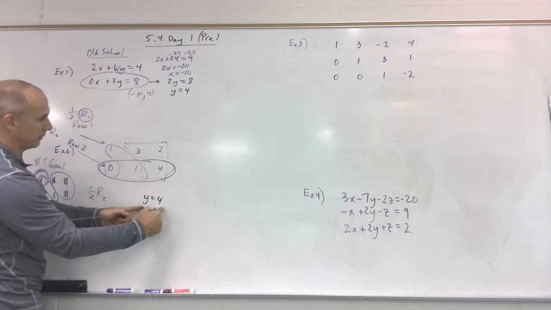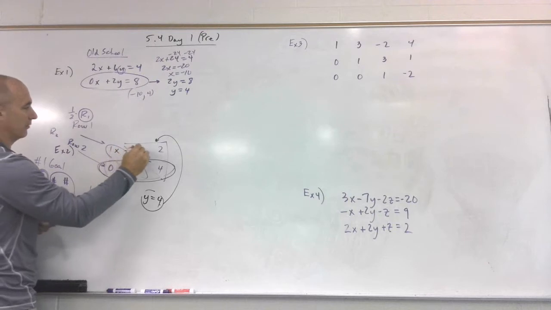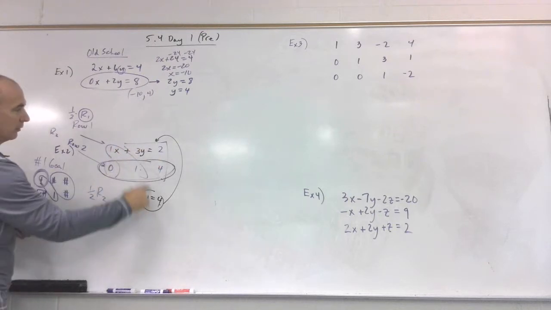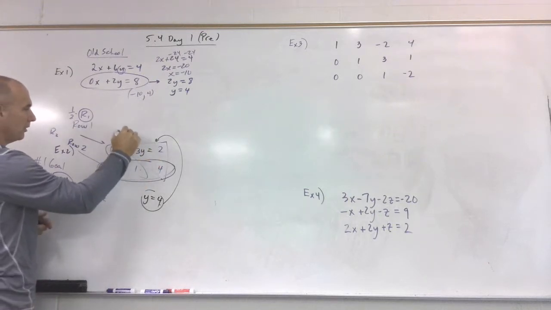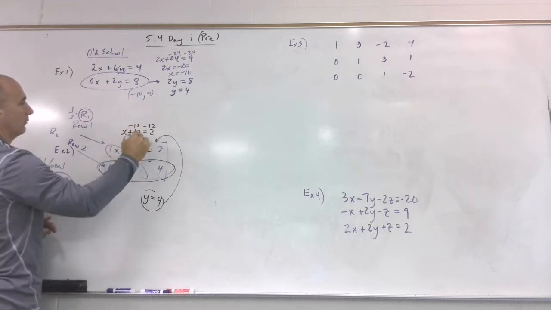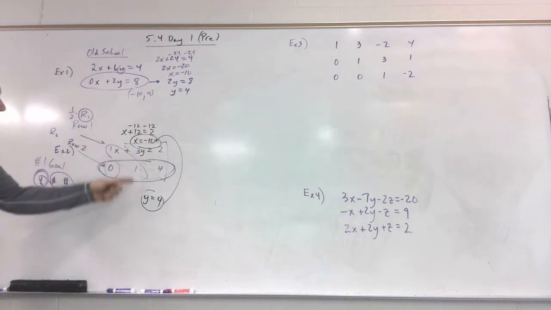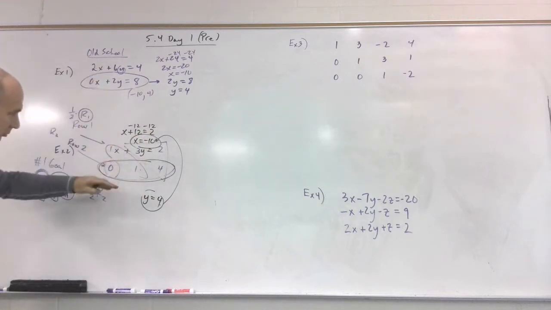Y equals 4. And then I can plug this into this imaginary 1x plus 3y equals 2. So that's 12. So I have x plus 12 equals 2. So I'm going to subtract 12, subtract 12. So I get x is negative 10. You see, same answer, a little different method, but it's good, okay?